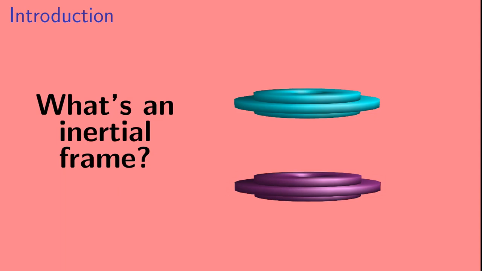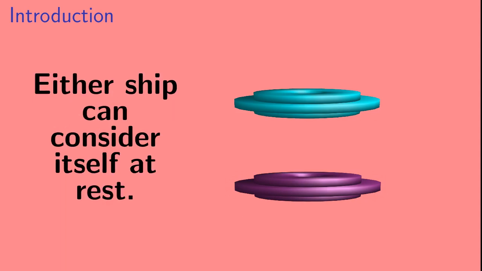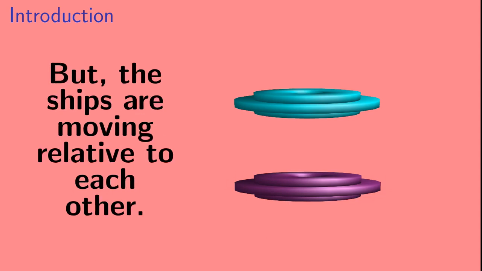So for example, a spaceship moving at constant velocity is in an inertial frame, but one that is firing its engines to accelerate is not. If a ship is in an inertial frame, to the crew of that ship, the state of the ship is indistinguishable from being at rest. Okay. So either ship can consider itself to be at rest, but the ships are moving relative to each other.